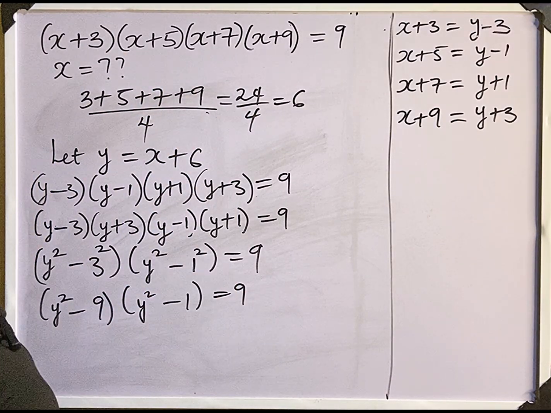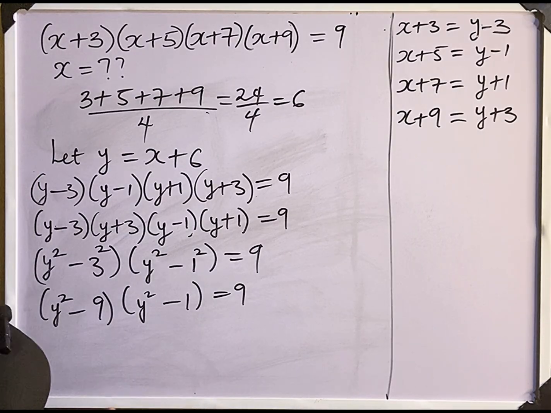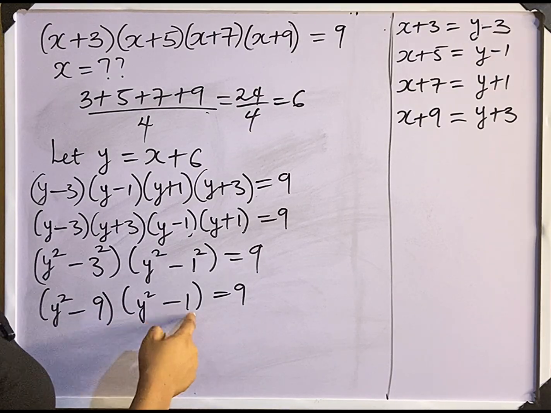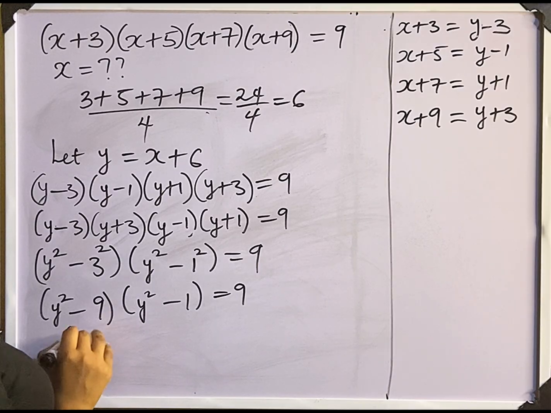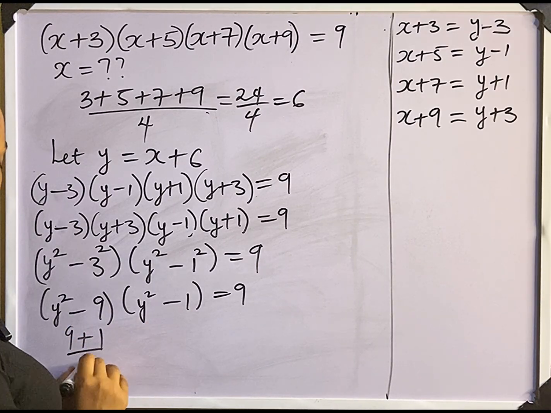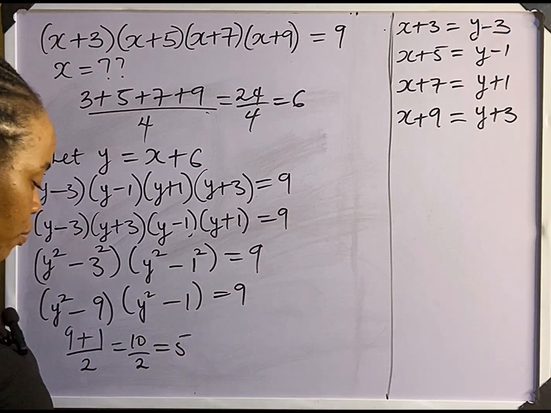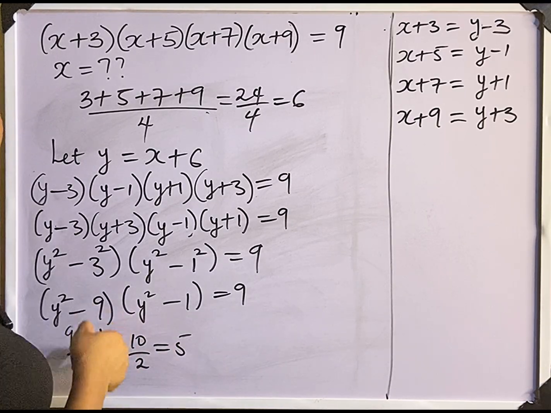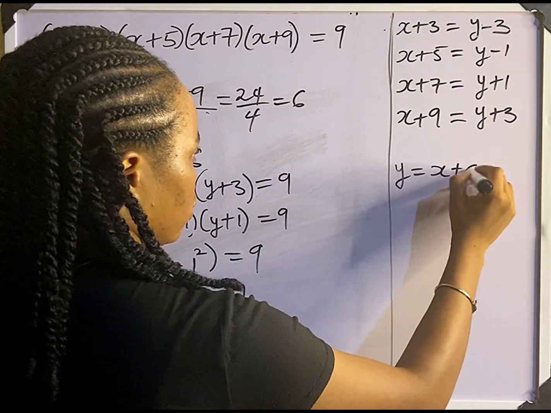So the next thing to do now, I know another option would be to expand, but expanding will also complicate things for us. So rather, I'm still going to find the average of these constants here. So I have 9 plus 1 divided by 2, and this gives me 10 over 2, that's 5. So I have 5 as the average. I have my y equal to x plus 6 because we'll be coming back to this.